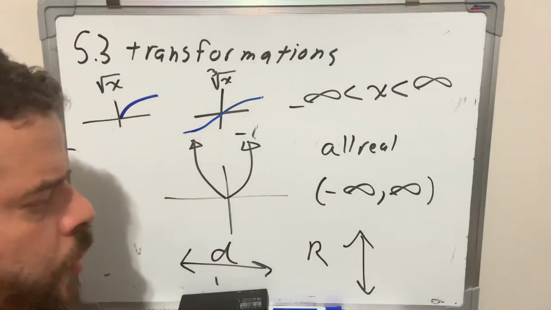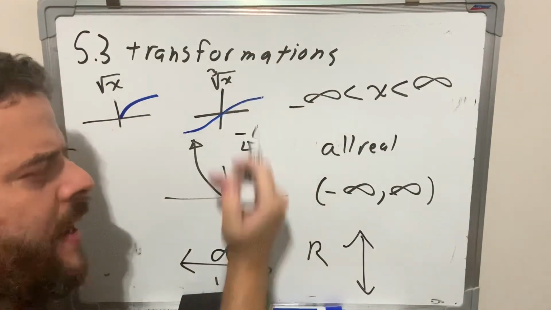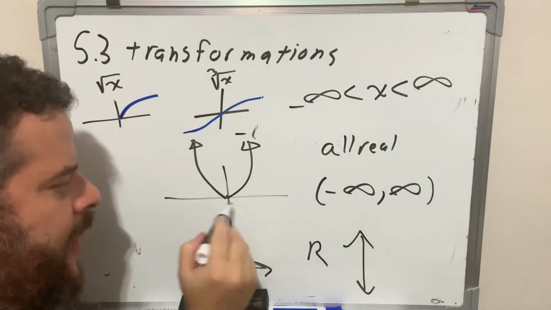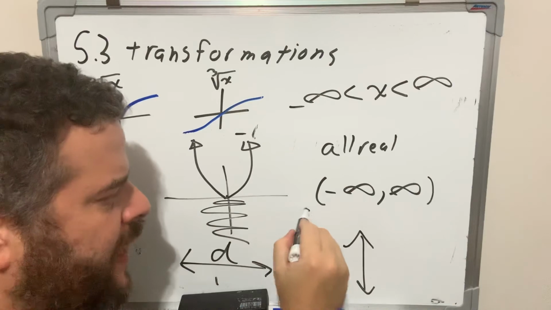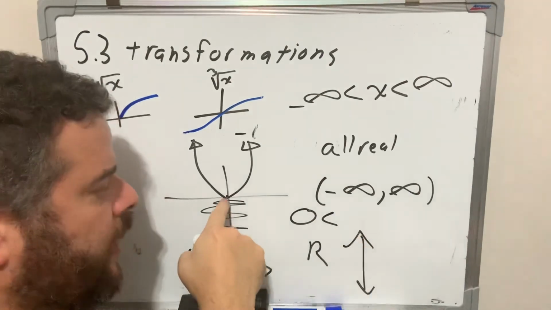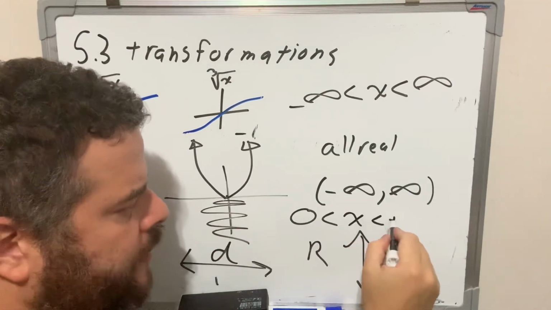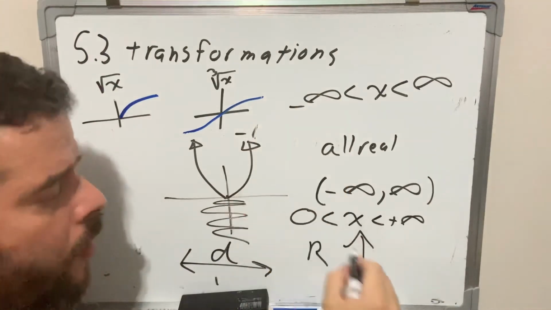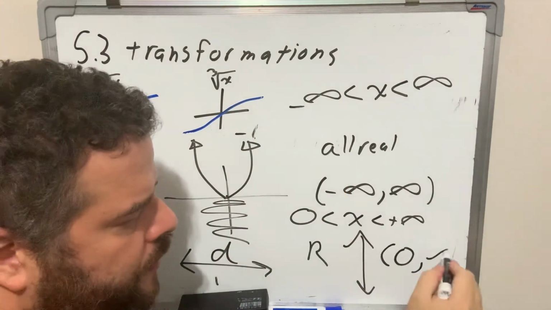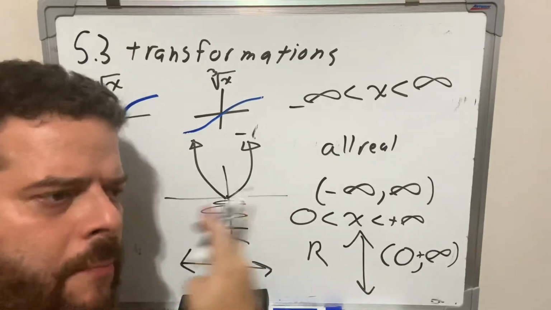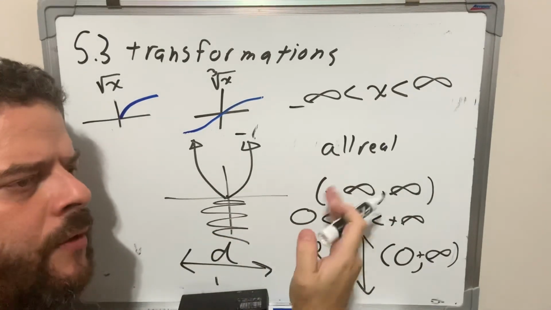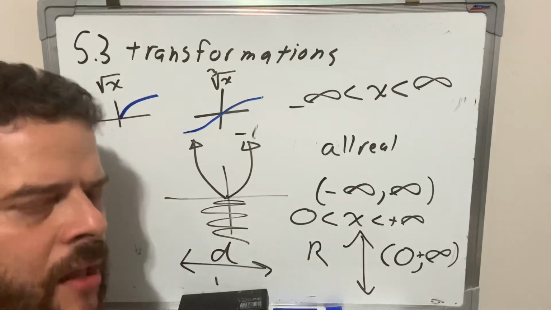The range is where my graph exists along the y-axis. So note, I do not exist anywhere below this value. So the range is actually between 0, including 0, and positive infinity, or in interval notation, from 0 to positive infinity. That's domain and range. Domain, where I exist along the x. Range, where I exist along the y.